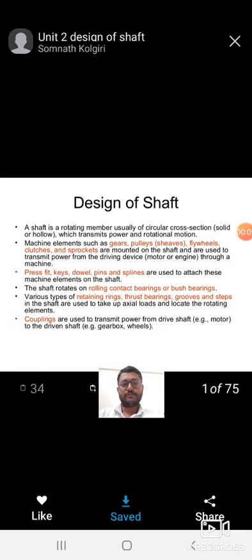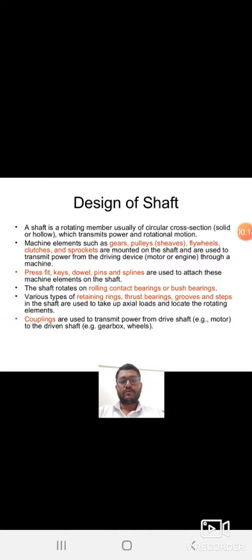Good morning, students. Today, I would like to explain the basics of shafts, types of shafts, material used for shafts, and how to design a shaft. So, first of all, what is meant by shaft? What is the definition of shaft?